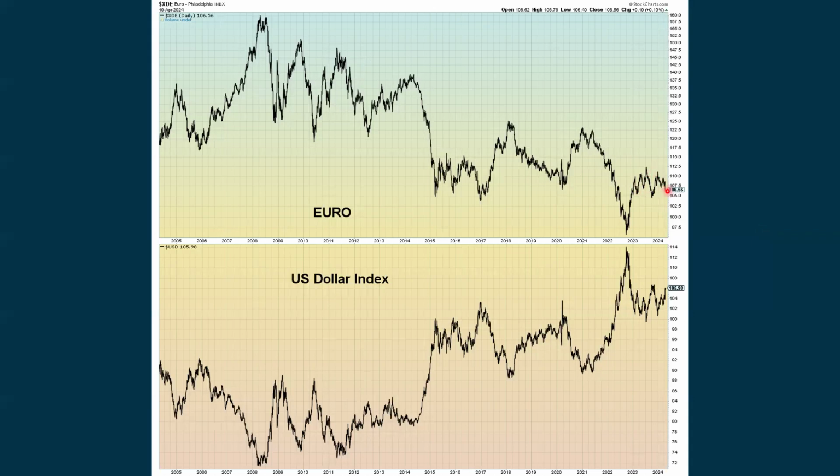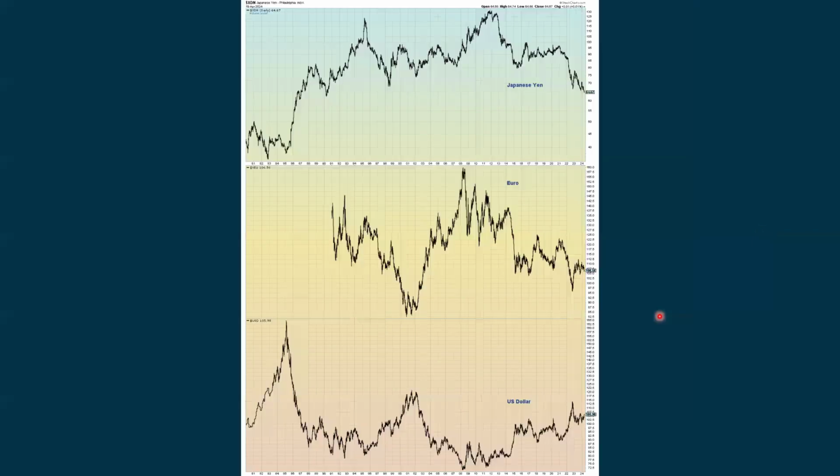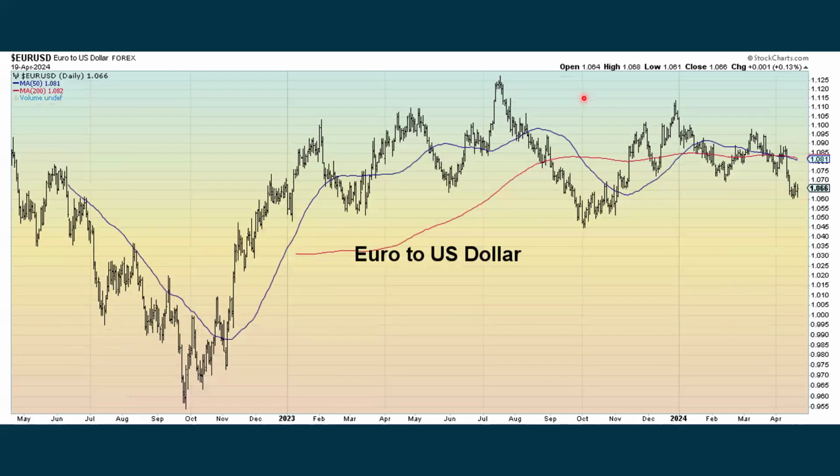Here's the euro, which has been really underperforming. In fact, it just saw a death cross compared to the US dollar as it's been under pressure, where the dollar has been showing some strength. We also keep an eye on the Japanese yen, which is also in a downtrend compared to the dollar.